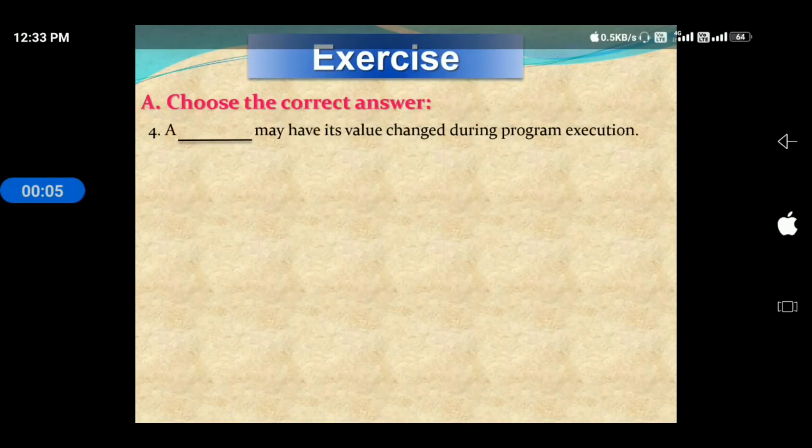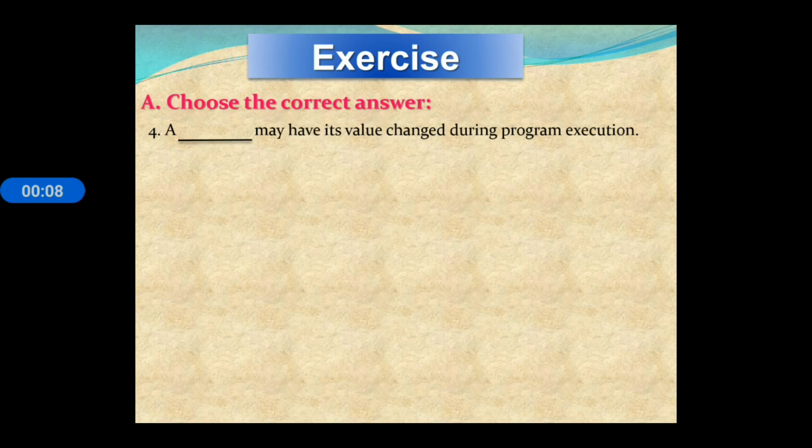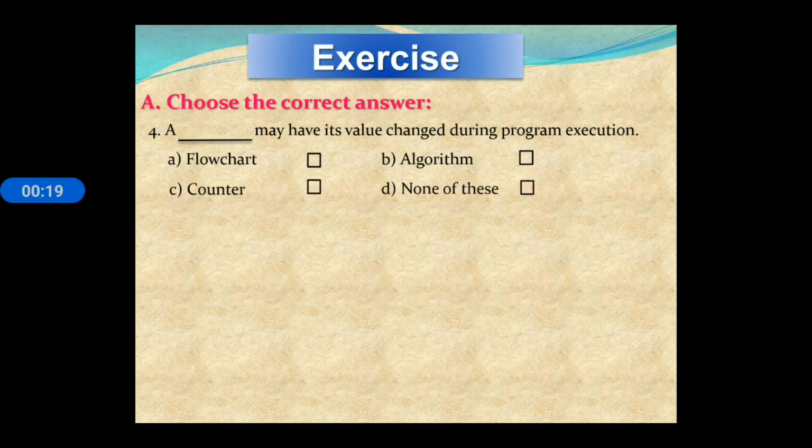The fourth one is, a dash may have its value changed during program execution. And the options are flowchart, algorithm, counter, none of these. And the answer is counter.